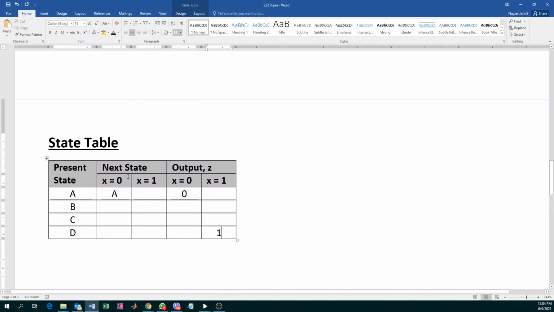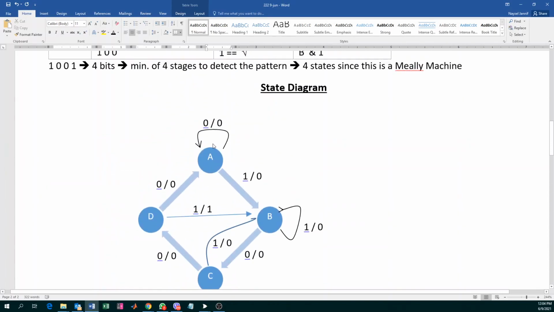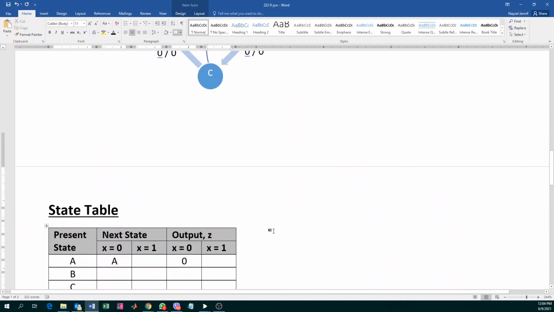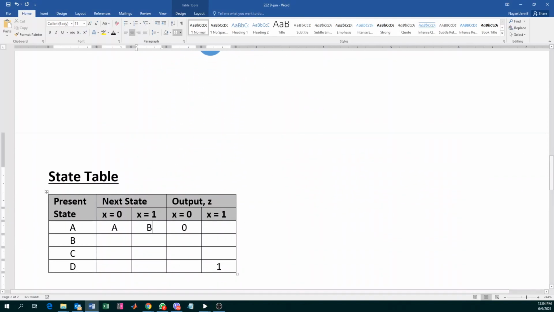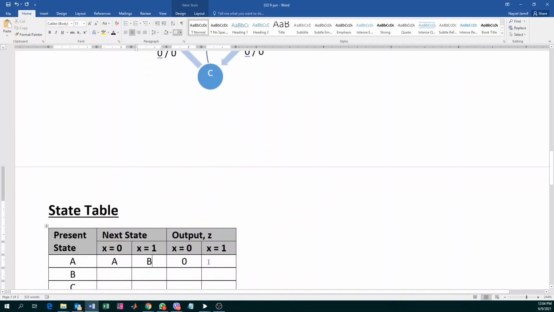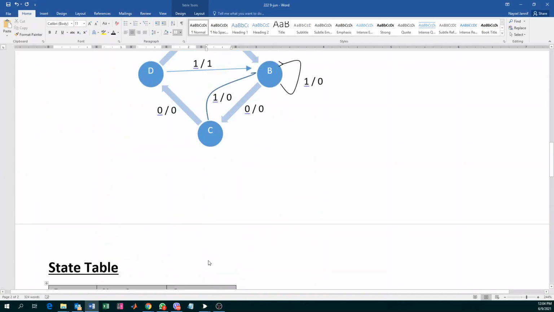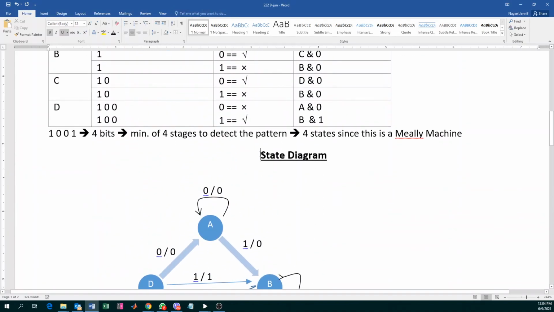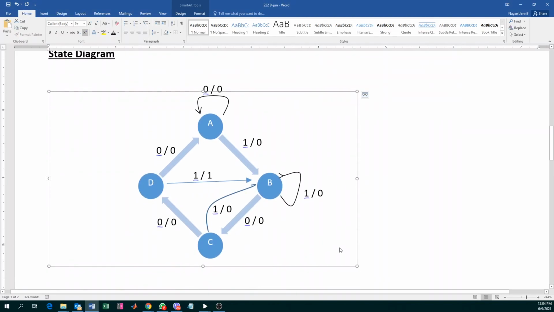But let's continue anyway. If the input is 1 for current state A, what is the next state? You get B, right? And what is the output? The output is 0.